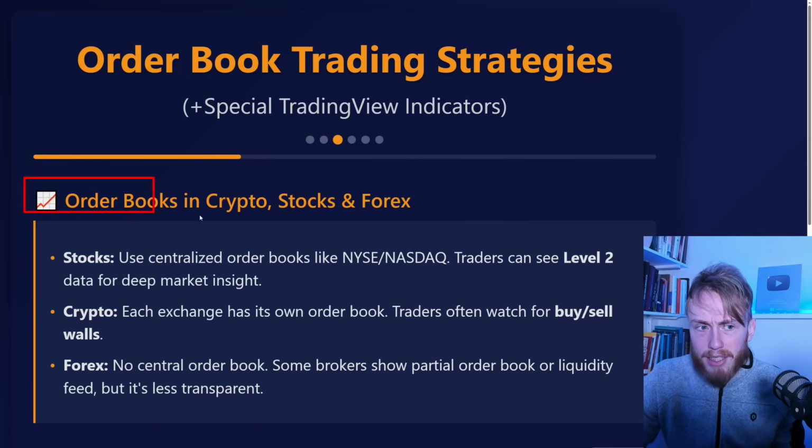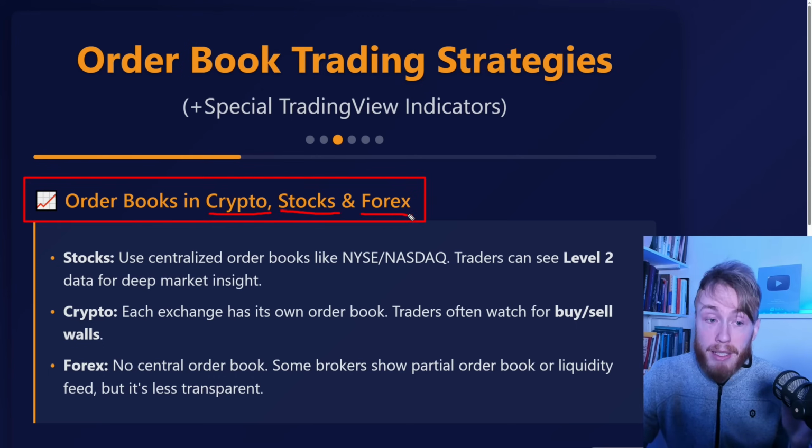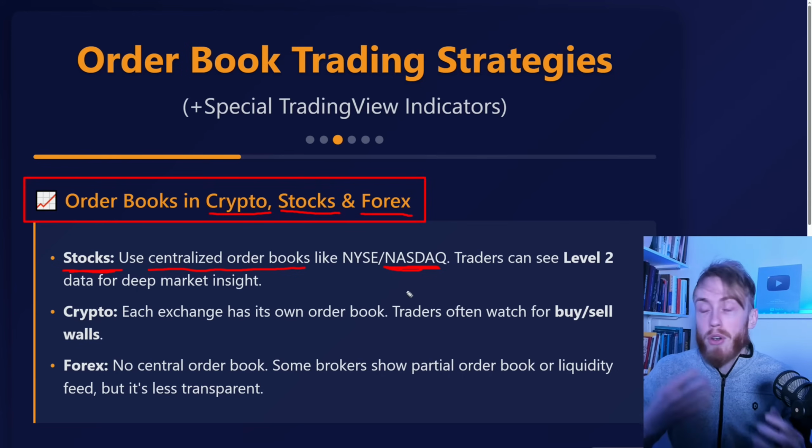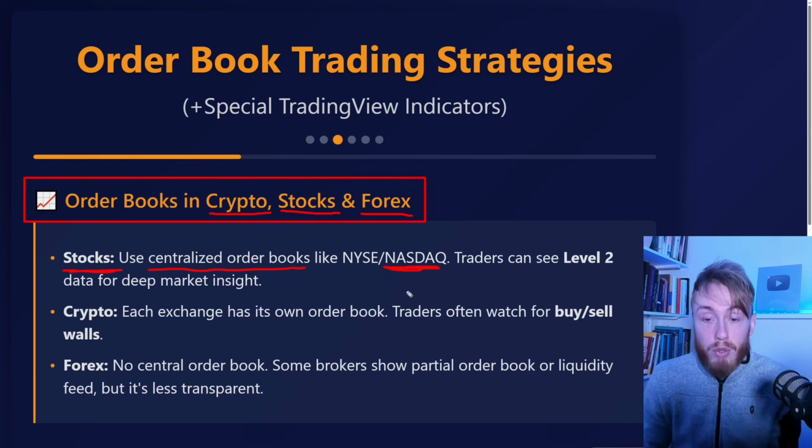Alright, so now let's take a look at the order books in different kinds of markets. Are you trading crypto? Are you trading stocks, Forex, or maybe something else? This is important for you. First of all, stocks use a centralized order book. For example, you might have heard of the NASDAQ, or if you are not from the US, you probably have many different exchanges in your own country.